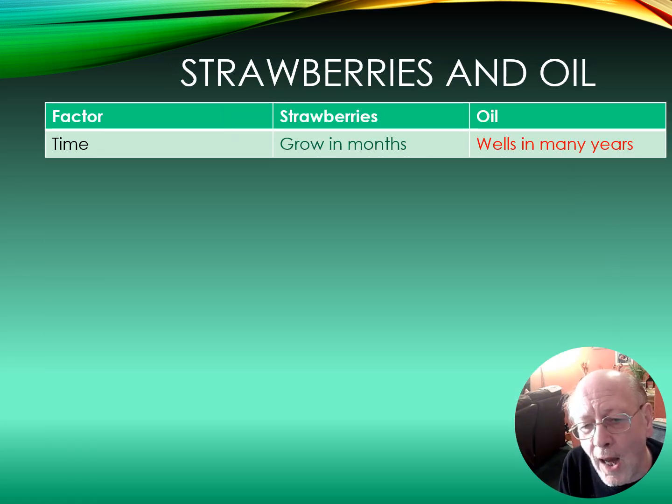So finally, we're going to do a comparison between strawberries that we've looked at already and oil that we haven't. So I'm going to be doing some sort of judgment as to which is more elastic. In each case, I'm going to be putting in green the thing that's more elastic and red the thing that's less elastic. So with time, we could change our strawberry production in a few months. With oil, it will take many years to find and develop wells. So with time, strawberries are much more elastic.